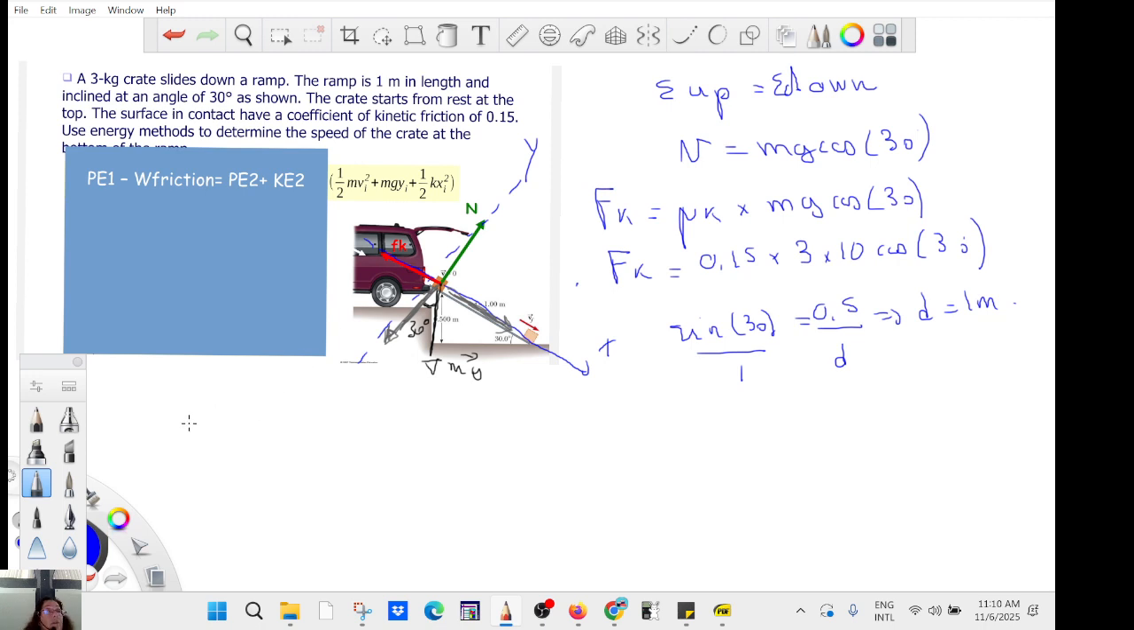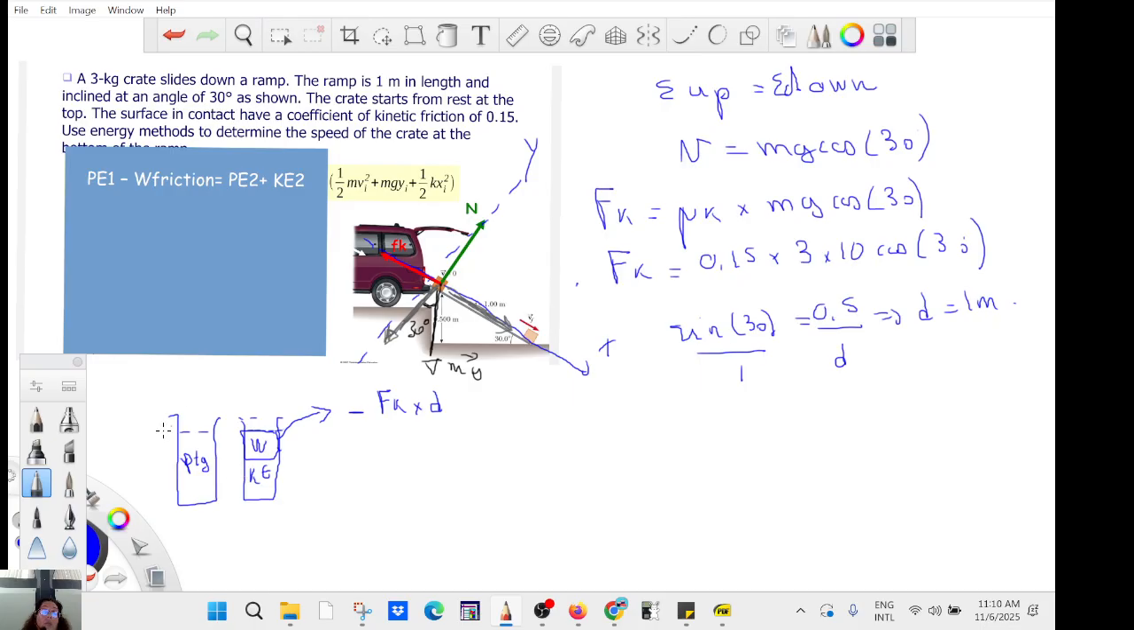Are we good? Okay, so what's happening? You start with gravitational potential energy. And then some of your reservoir will be lost because friction is doing negative work. That negative work will be minus the kinetic friction times the distance. And at the end, you will be left with some kinetic energy.